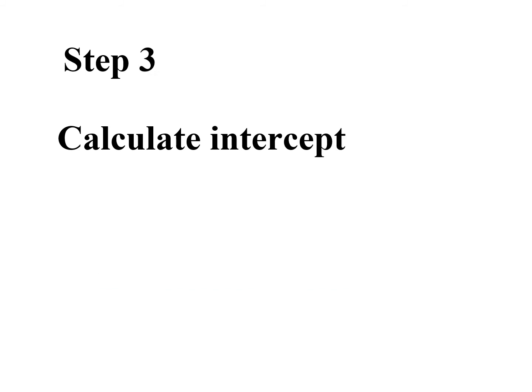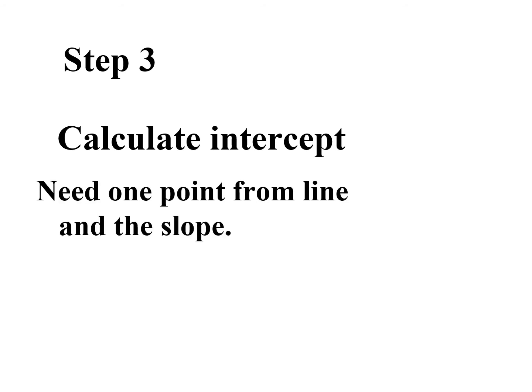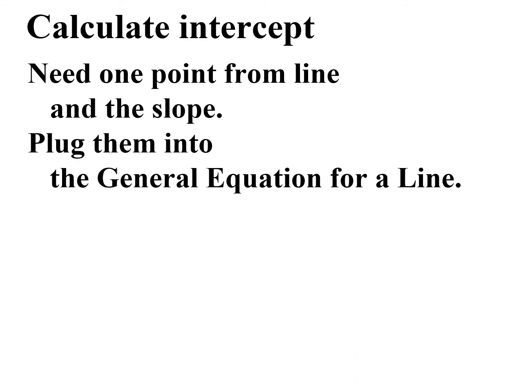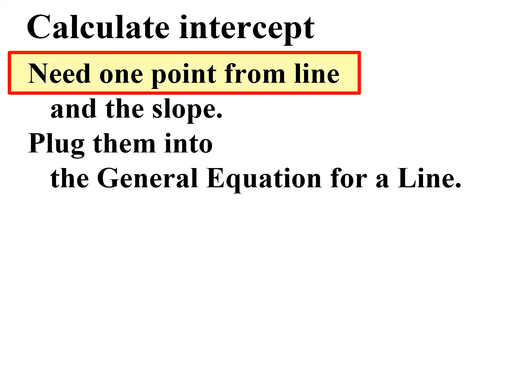Now we're ready for step 3, which is to calculate the intercept. To calculate the intercept, we need a point from the line and the slope. Then we plug the point and the slope into the general equation of a line. Let's calculate the intercept. We need 1 point from the line. That's very easy because in step 1, we found 2 points.